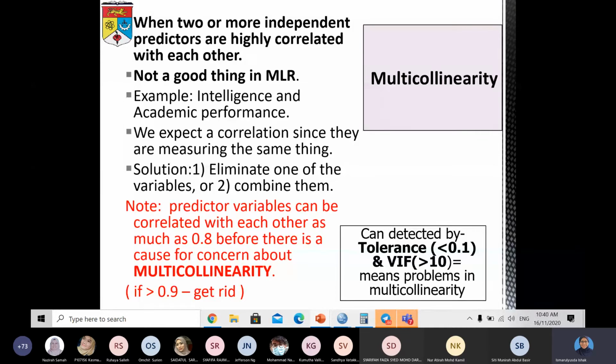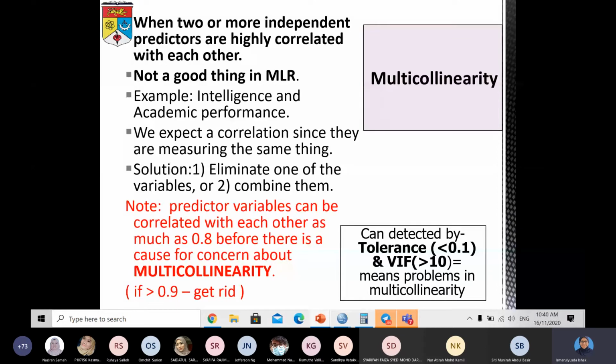Let me take an example. Okay, to predict suicide, you have depression, you have anxiety, you have stress. So you have to make sure the correlation between depression and anxiety, between depression and stress, is not highly correlated. No strong correlation between depression and anxiety. If it happens, when you do the correlations, wow, depression and anxiety is 0.99.